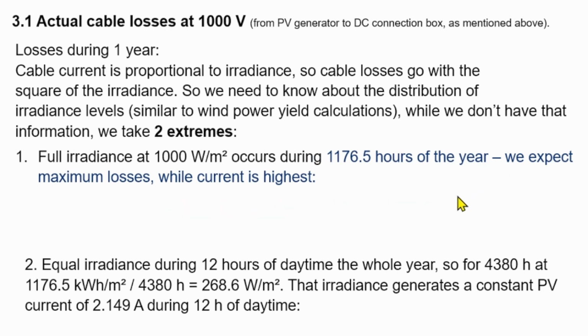So we expect here the maximum losses, while the current is highest for these conditions. The other extreme is if we take the irradiance extremely equilibrated during 12 hours for the whole year. So we have 4,380 hours, that is half the hours of the year. Then we have the total irradiance value, and this would lead to 268.6 watt per square meter. So only about a fourth of that value, and accordingly a fourth of the current.